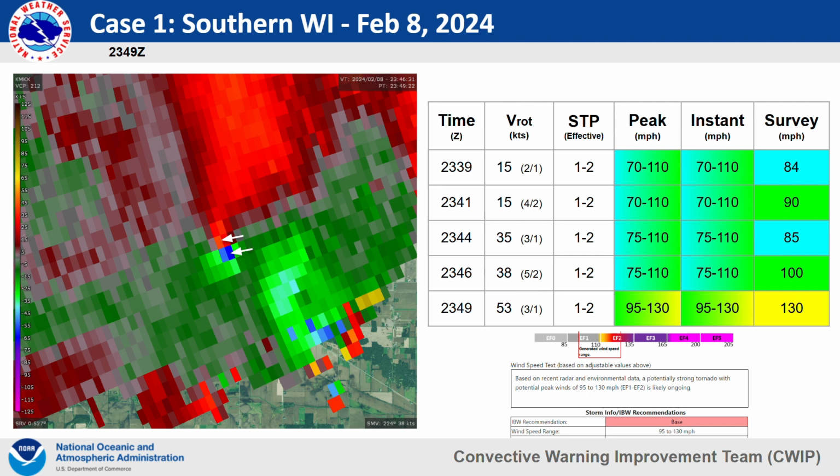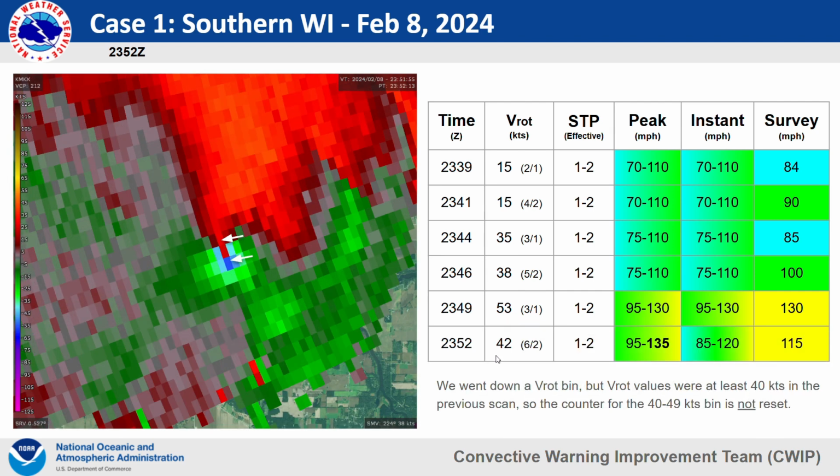Again, it's only been 3 minutes, so the counter gets reset again, 3 minutes and 1 scan for this 50 knots or greater VROT value. The next scan, the VROT values actually drop back into that 40 to 49 knot range bin. And you'll notice we count that 53 knots as part of our counter here for the 40 to 49 knot range bin. So we have 6 minutes of values of 40 knots or greater.